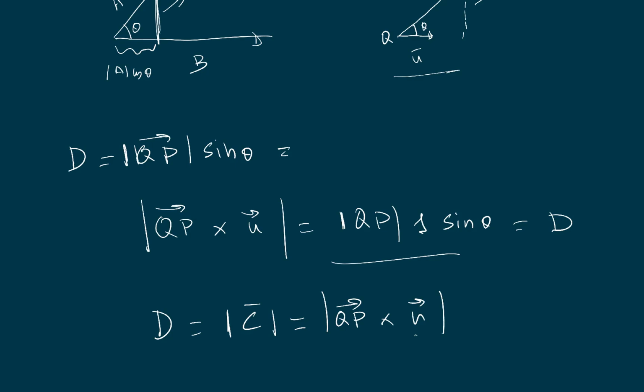But before doing any example, let me correct something. Here is the unitary vector. U is the unitary vector. So the distance D is the magnitude of QP cross the directional vector of the line, but the unitary direction, the magnitude 1.